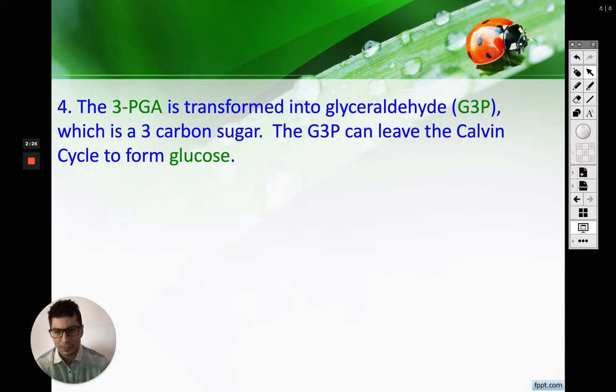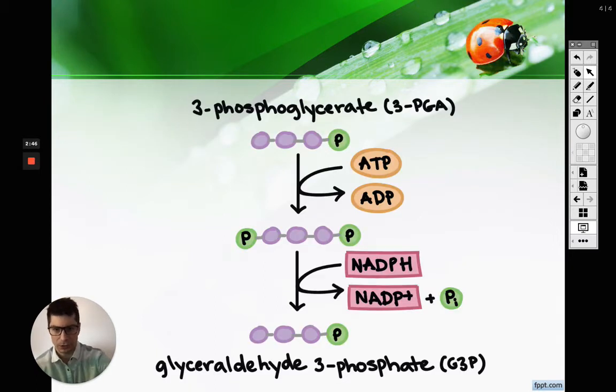But anyway, guys, it's still a 3-carbon sugar. It's still just like PGA. So you can use these terms, you know, you can use both of them. Whenever we are going to leave the Kelvin cycle, we are going to take 2 PGAs or 2 G3Ps, and that's how we are going to get our glucose, okay? In this process, we are going to use ATP and NADPH.